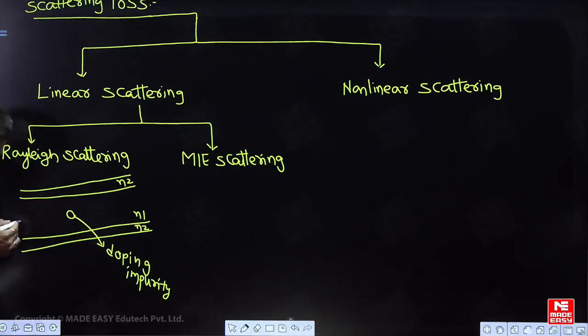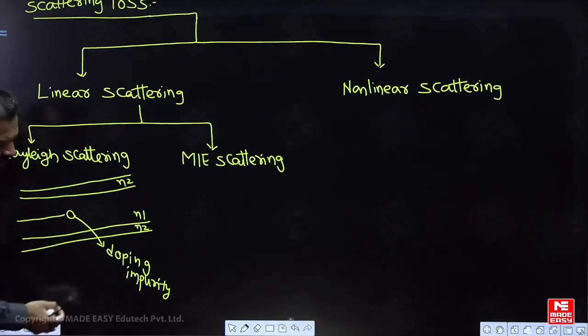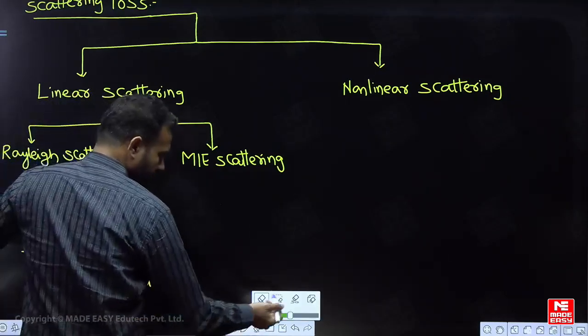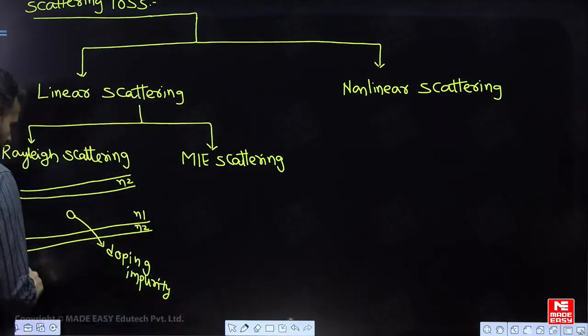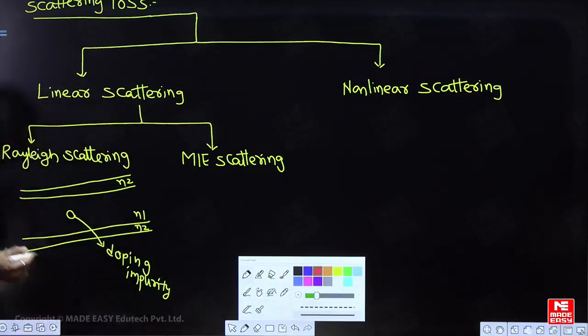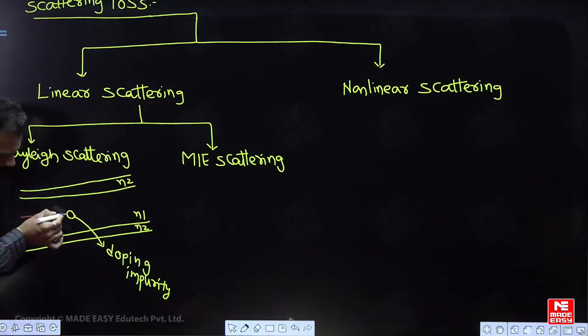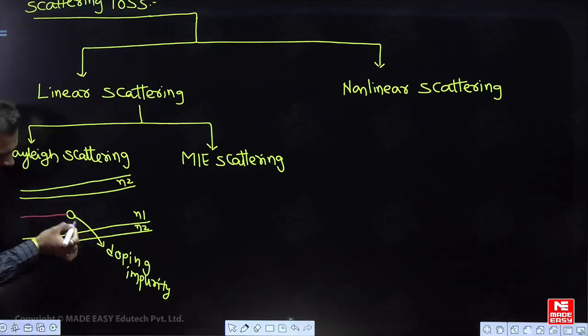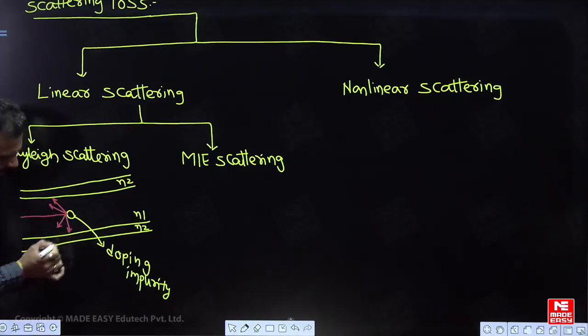When you send a light signal passing through this, see, I will change the color. I am changing to red color. I think it is visible for you. Whenever the light passes through the doping impurity, suddenly this light will hit the impurity and it will be scattered in all directions. The light is scattered in all the directions.